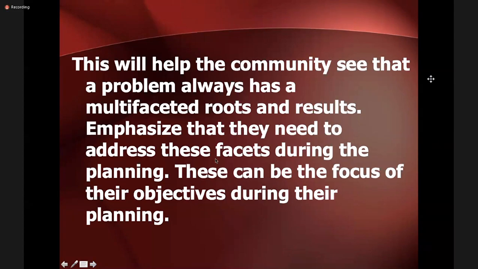So, the problem tree will help the community see that a problem always has multifaceted roots and results. Emphasize that they need to address these facets during the planning. So, pupunta tayo later sa planning. And this can be the focus of their objectives during their planning.